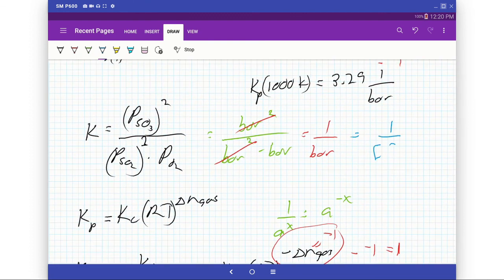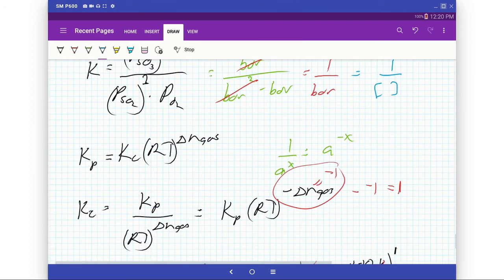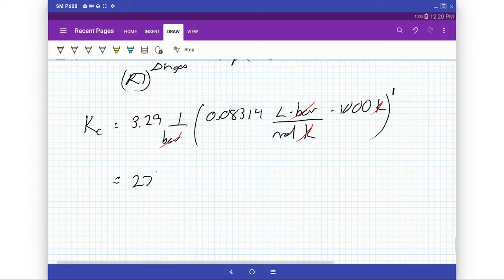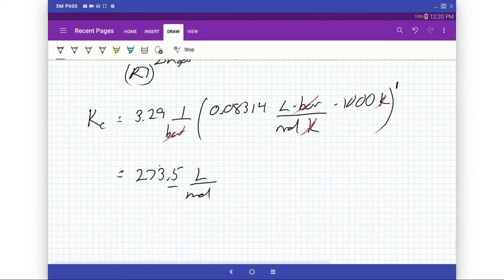Plug this into a calculator, and you get a value of 273.5 liters per mole. That 5 is not significant. I am just carrying an extra digit through my calculations. And that is what Kc is.